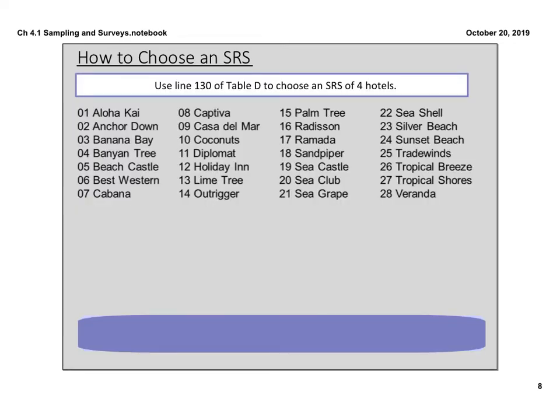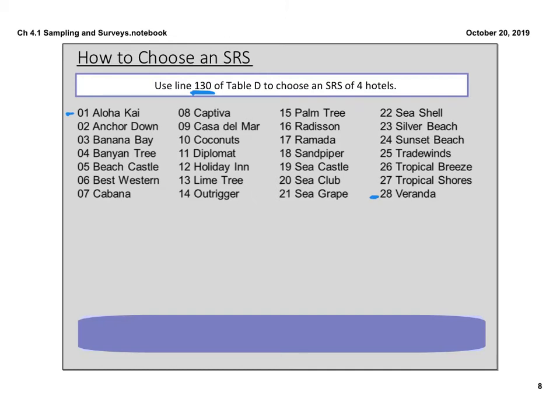All right, so we're going to use line 130 of table D, and we're going to pick an SRS of 4 hotels. We've got 28 hotels here that are named, all the way from 01 up to 28. So it says use line 130. In table D, on the left-hand side, you can see some line numbers marked for you, and that helps you find your position a lot easier because this is a really big table of a lot of numbers.